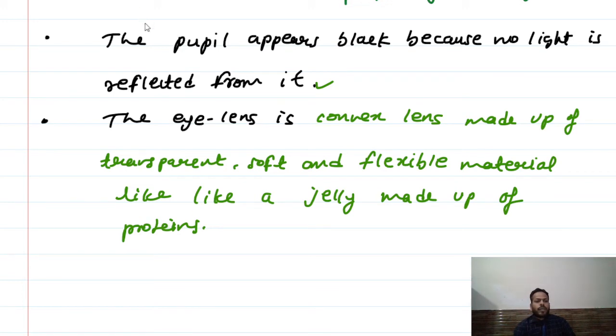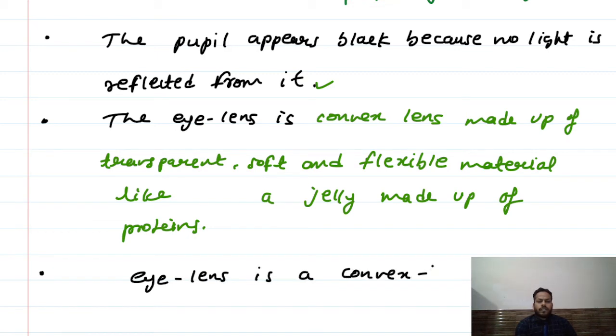So here I wrote 2 times jelly. Why don't you erase this part? Yes, that's it. So a jelly made up of proteins. So next to this is the convex lens, right? So we can write here eye lens is a convex lens.